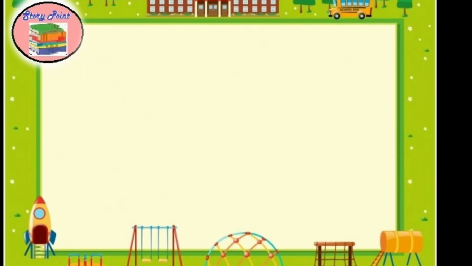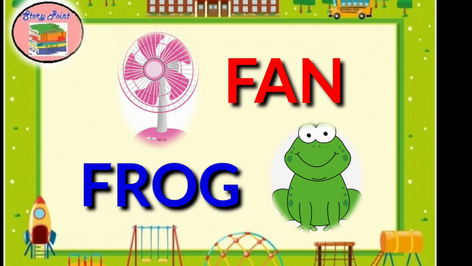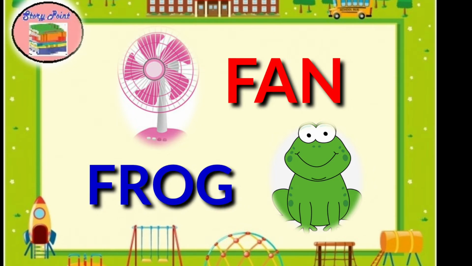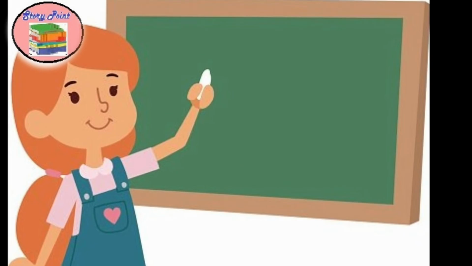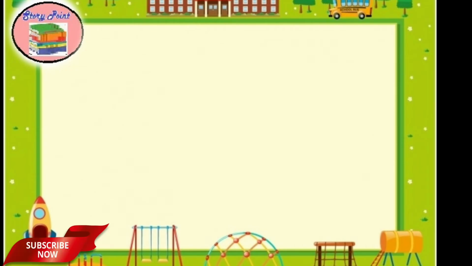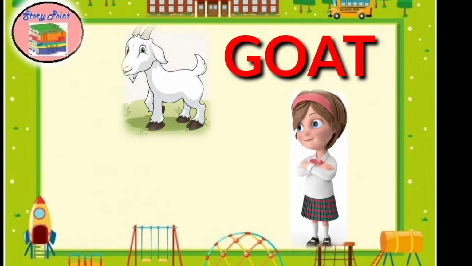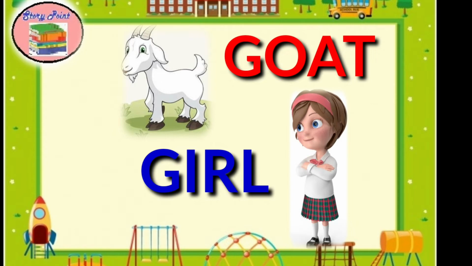F for fan. F A N. F for frog. F R O G. Are you listening? Yes. G. G for goat. G O A T. And then G for girl. G I R L. Girl.